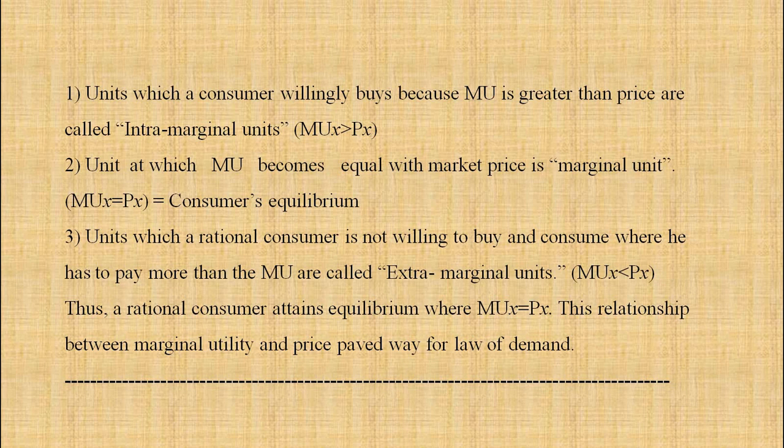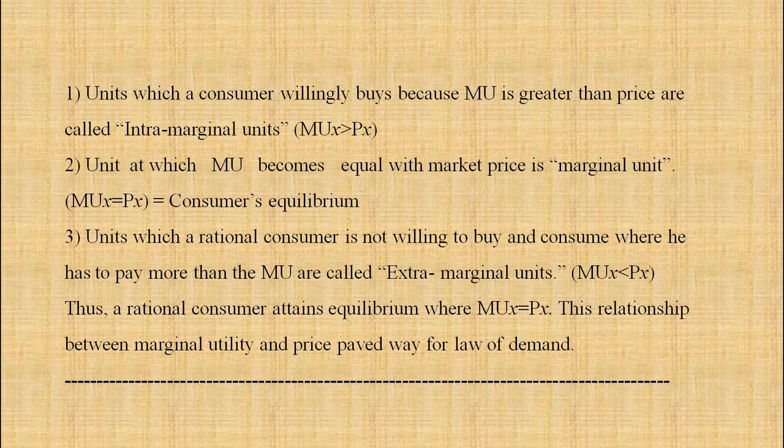Number 1, units which a consumer willingly buys because MU is greater than the price are called intra-marginal units. They are called intra-marginal units, that is, marginal utility is greater than the price. The unit at which MU becomes equal to the market price is the marginal unit. MU is equal to PX. So that is consumer's equilibrium. Whatever price he is paying and whatever the marginal utility is, they are both the same, both equal. So the consumer is in equilibrium.